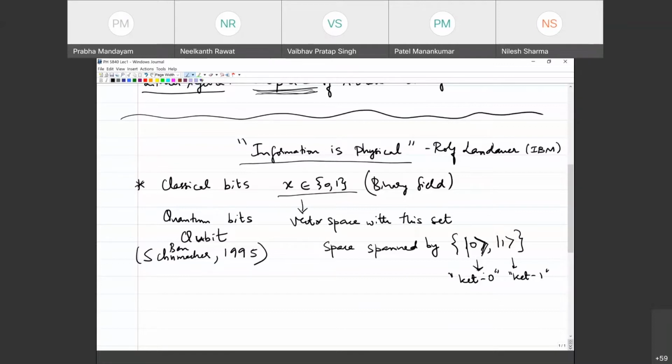So corresponding to the classical 0 and the classical 1, I'm going to associate a ket 0 and a ket 1. And this ket symbol is not just to distinguish the fact that I'm talking about a quantum bit. It really is telling me something else. It's a notation to tell me that these are now vectors in a vector space.